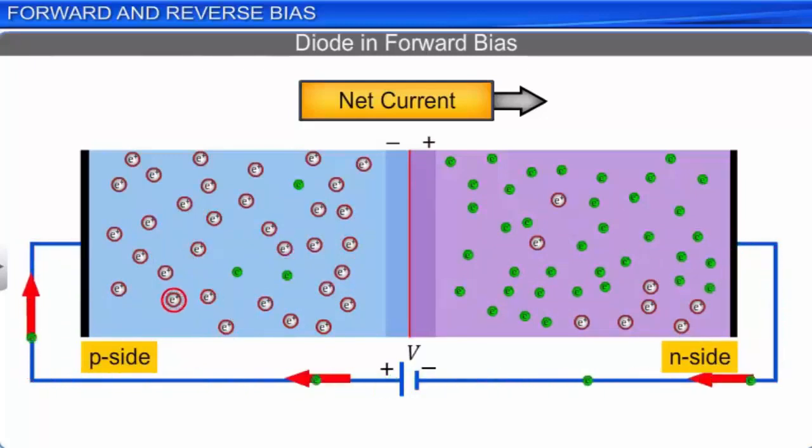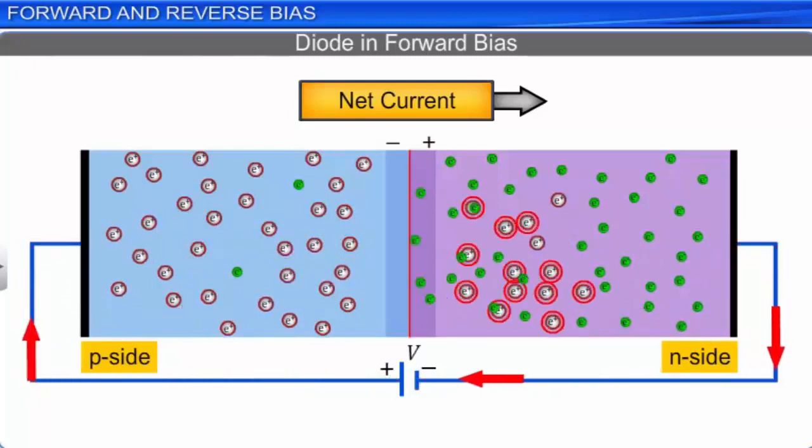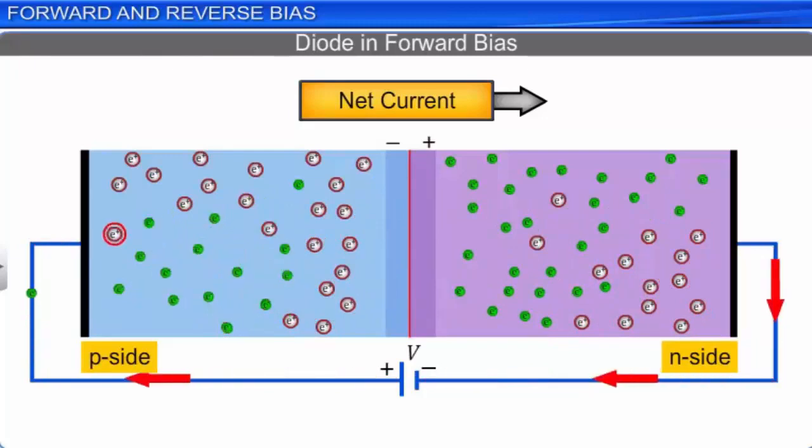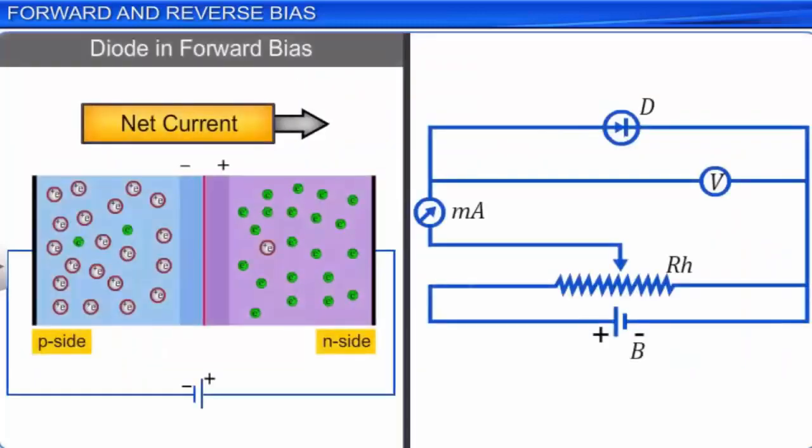The net current flowing through a forward-biased diode can be measured using the circuit shown here. The diode D is forward-biased using the battery B. The diode forward current can be measured using the milliammeter mA. The potential difference across the junction is measured using a voltmeter V. The voltage across the junction can be varied using the rheostat RH.